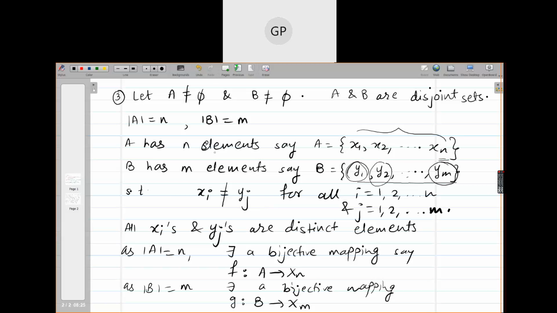So we construct a bijective mapping. Bijective means one-one and onto, right? Mapping, say H, from A union B to x n plus m.